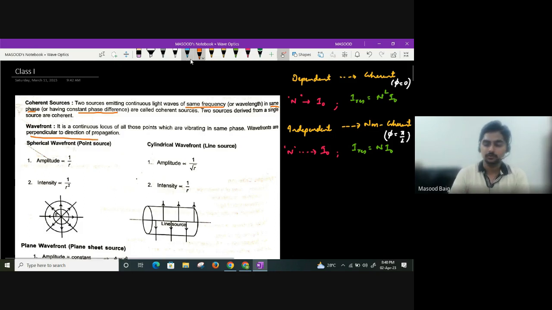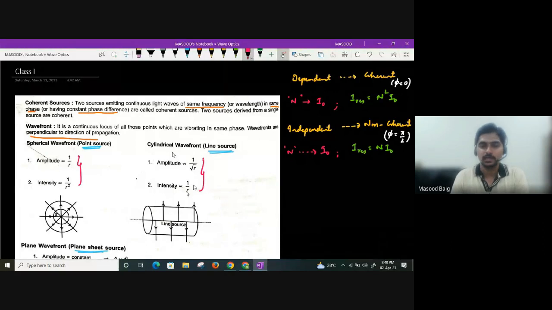Three types of sources we are going to have: a point source, a line source, and a plane source. Remembering these is important, guys. For a point source, amplitude is inversely proportional to r, intensity is inversely proportional to r square, and wavefronts are spherical. For a line source, intensity is inversely proportional to r, amplitude is inversely proportional to root r, and the wavefronts are cylindrical.